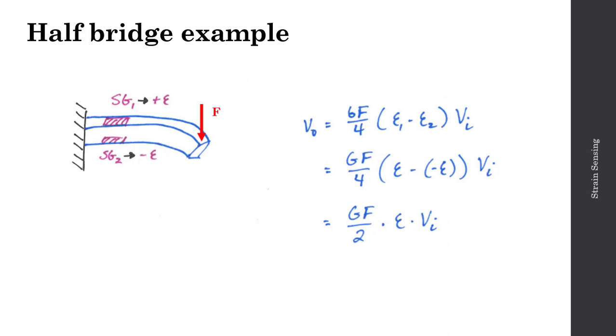There's a very important thing to note here: this factor of 2 presents itself in the half bridge circuit. If you recall, in the quarter bridge circuit, we had a factor of 4. And thus, I've improved the sensitivity of my bridge plus the sensor with which I was plugging that into my bridge. I've improved the sensitivity by a factor of 2 going from the quarter bridge up to the half bridge.